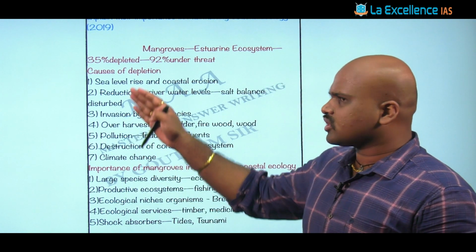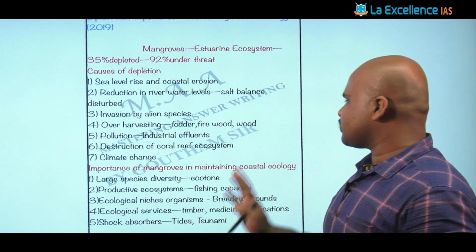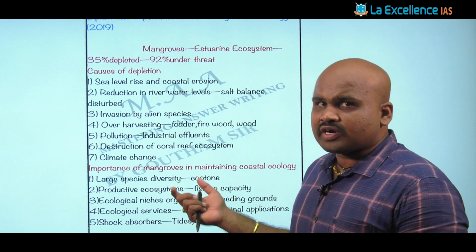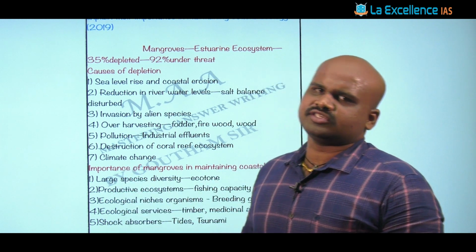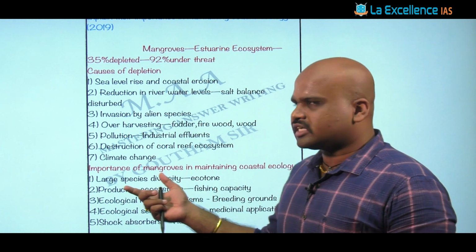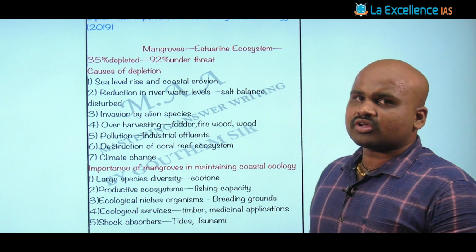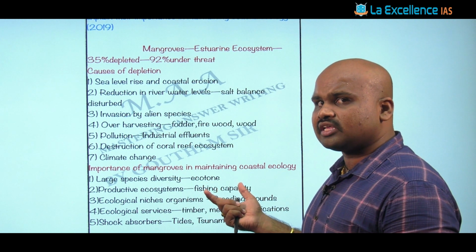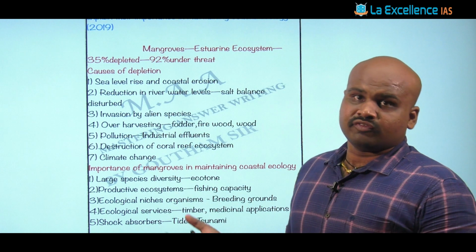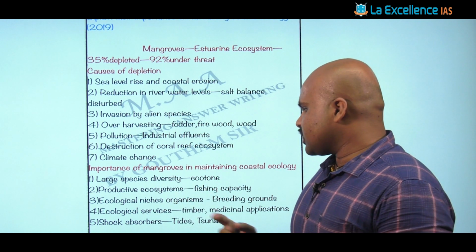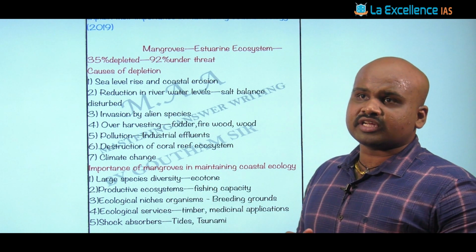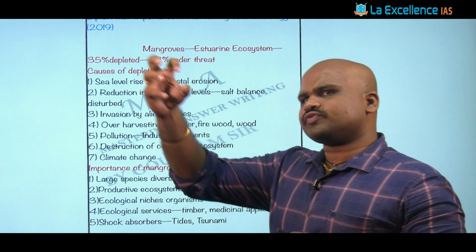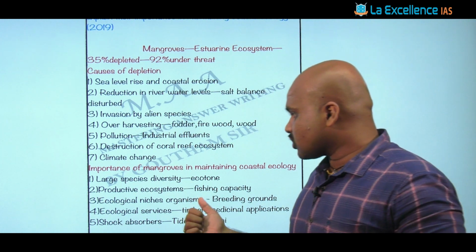Then once we talk about the causes of depletion, we talk about the importance of mangroves in maintaining coastal ecology. As we know, this is an ecotone, fundamentally characterized by large diversity. It is going to support large diversity. The second aspect you need to talk about is that it would also maintain the aquatic ecosystems, the diversity of fish, and fishing capacity. And apart from that, it also acts as a breeding ground, for the reason that the mangrove structures can provide a certain ecological niche for some of the organisms. So those are also maintained.